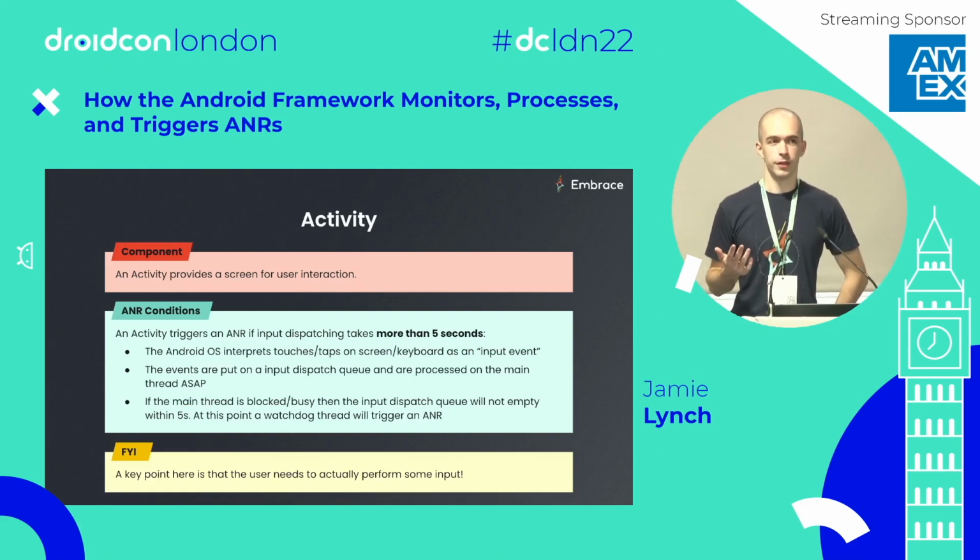So effectively, to combat this, if the main thread gets blocked for up to 5 seconds, and an input dispatch event has been queued, then the watchdog thread triggers an ANR. And the key point there is that the user actually needs to perform some input. You can block the main thread for more than 5 seconds in an activity, and if the user hasn't interacted with the app, you don't get an ANR. That's because the user is not actually interacting with the device, so they haven't had a bad experience.